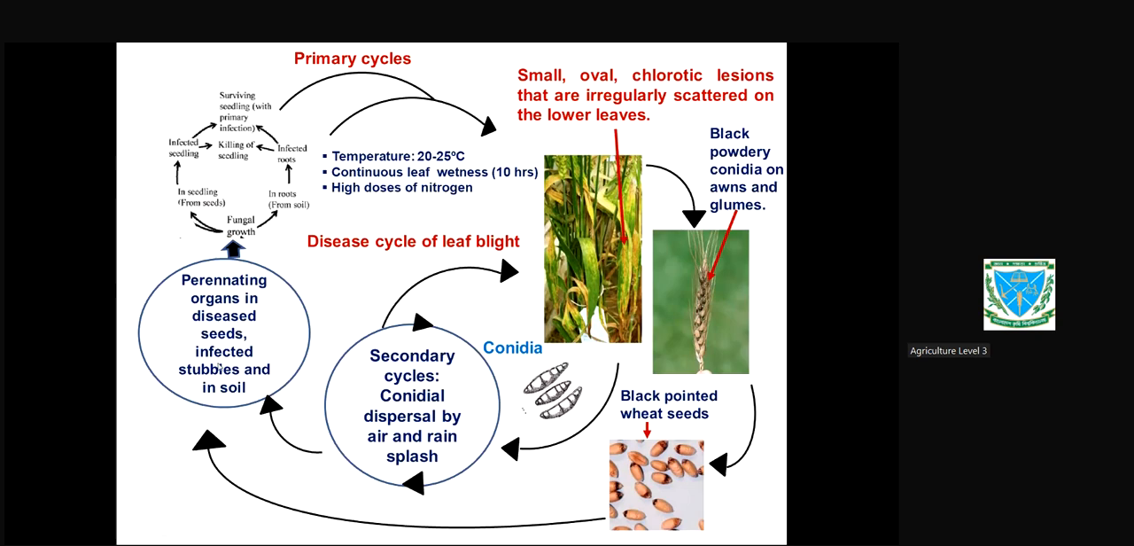Diseased seed, infected stubbles and in the soil. So Bipolaris sorokiniana is present in the soil, in the crop stubbles or residues, and infected seed and also in the soil. So if you sow the seed in the field, what will happen? The pathogen Bipolaris sorokiniana starts to grow and produces fungal growth and infects the seedlings.